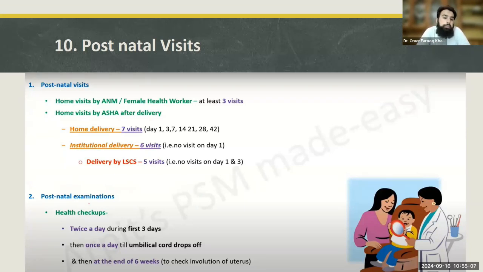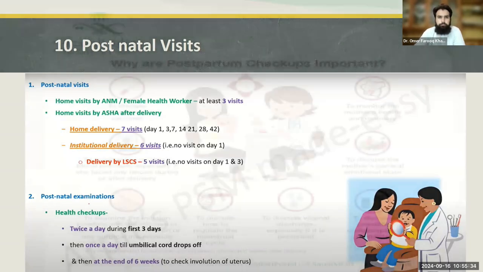And postnatal examinations are also important. Health checkups of the baby should be done twice a day during the first 3 days, and then once a day till the umbilical cord drops off, and then at the end of 6 weeks. The checkup of the mother should be done to check involution of the uterus. Involution of the uterus means whether the uterus has contracted to the pre-birth levels or not.